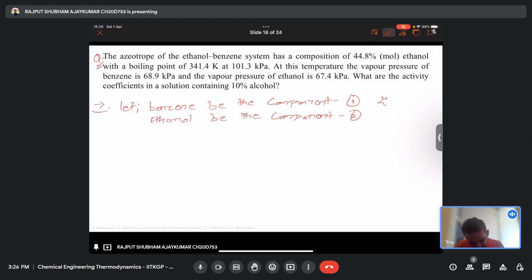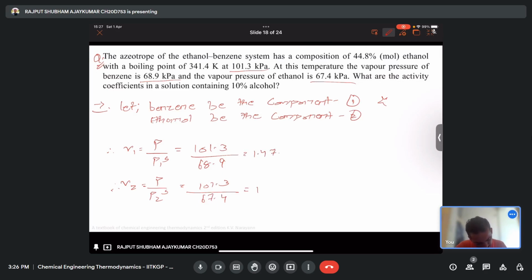Okay, so we have taken, and we'll find out the value of the activity coefficient of the first component. The total pressure is 101.325, and the saturation vapor pressure of benzene and the vapor pressure of ethanol are given to us. Since we have taken benzene as component 1, it will be 68.9. Similarly, gamma 2 is equal to P by P2S, which is 101.3 over 67.4. Okay, so this turns out to be 1.47 and 1.50.